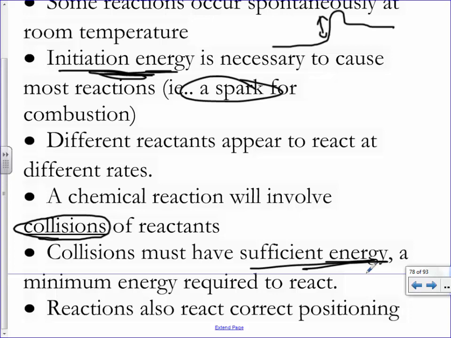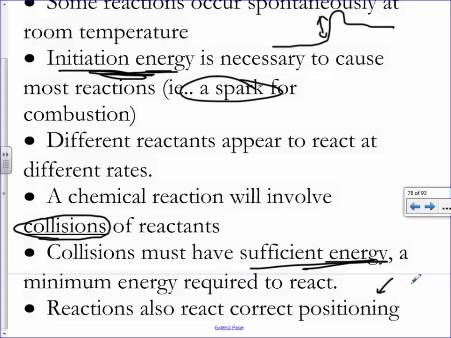Okay. I doubt you'll get tested on this, but I want you to know this anyways. You also have to have the right positioning. Imagine that you have, I don't know, let me just make some really quick molecules here. You can see these relatively well from where you're at. Let's say they collide in this orientation like this. That might not work, but that might. Does that make sense?